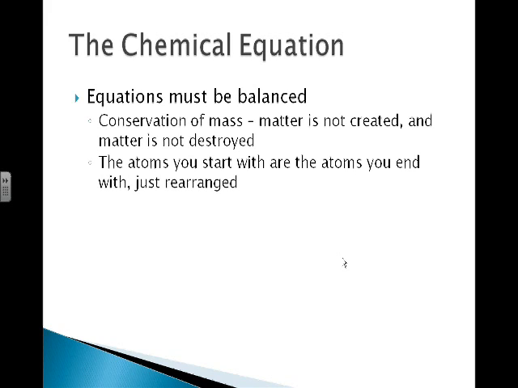Now the equation you saw before, you noticed on the right side it said unbalanced. Okay, all equations must be balanced. And that's because conservation of mass tells us matter is not created and matter is not destroyed. So whichever atoms we're starting with have to be the same atoms we end with. The only difference is we've broken the bonds and rearranged the atoms.